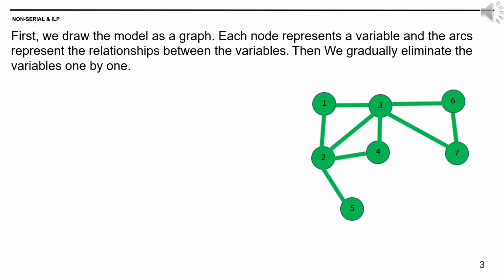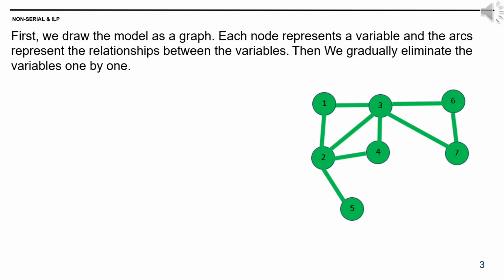Before taking any action, we draw the model as a graph. Each node represents a variable, and the arcs, edges, show the connections between the variables. So how exactly does our solution method work? Our goal is to eliminate variables one by one until only one variable remains. Then, using the value of that remaining variable and working backward, the backward method, we calculate the optimal values of the other variables and the objective function.